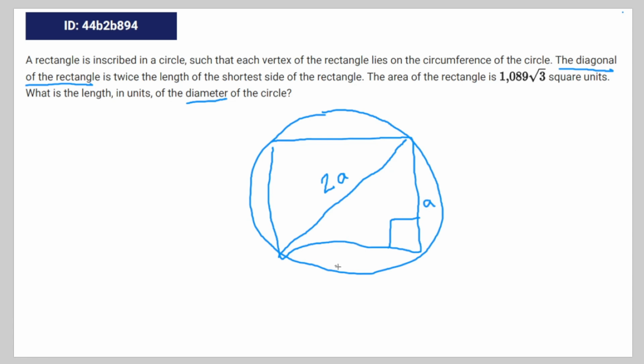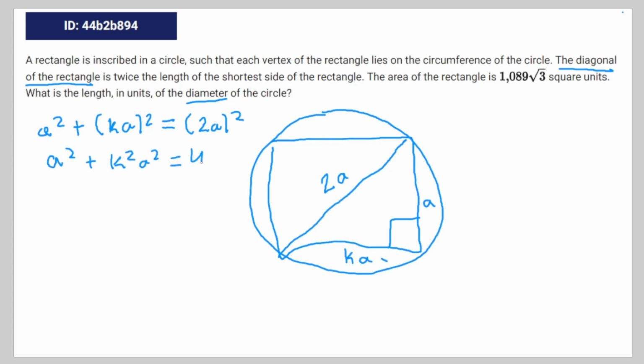So then to find the scaling factor for this part of the leg, for those of you who are comfortable with 30, 60, 90 triangles, you probably already know what it is, but for those who aren't, that's okay, I'll explain it to you. We're just going to use the Pythagorean theorem. That's going to be really quickly a squared plus (ka) squared is equal to (2a) squared. That's equal to a squared plus k squared a squared is equal to 4a squared.